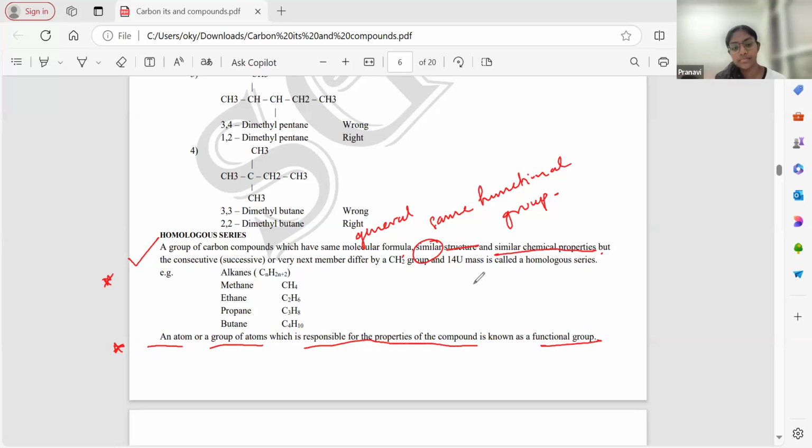Functional group also you wrote? No. Please go for it. A group of atoms which is responsible for the properties of a compound is known as a functional group. Yes, ma'am. Okay.